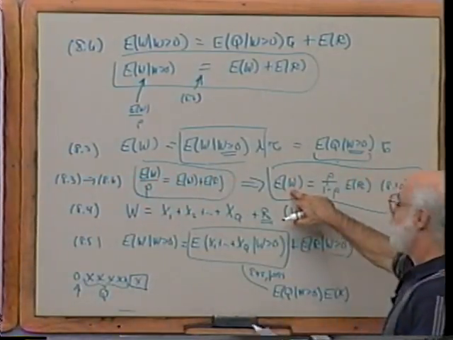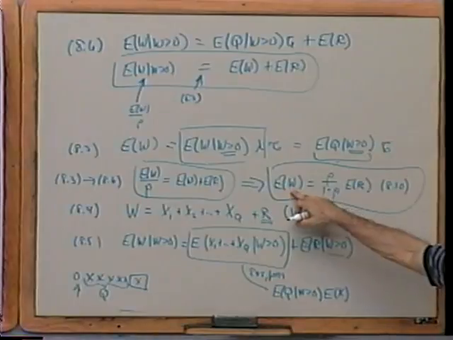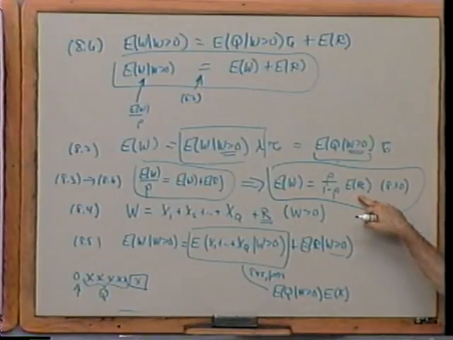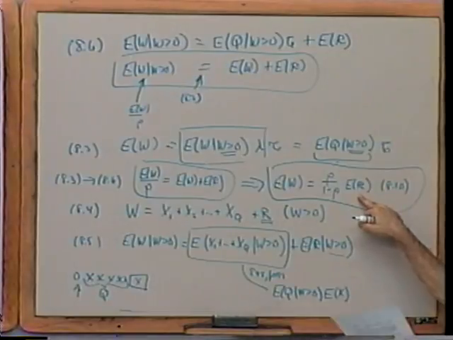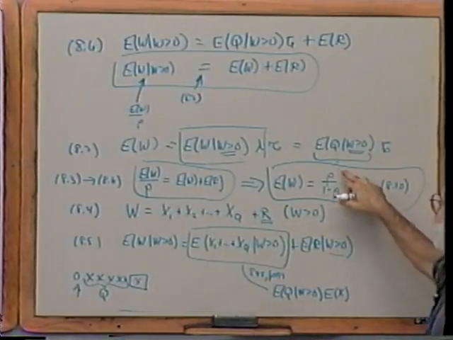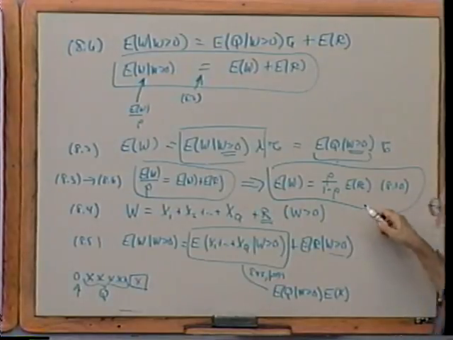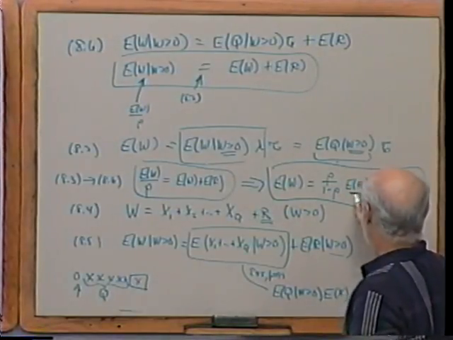So this equation is remarkable because it says that the expected value of the waiting time is proportional to the expected value of the remainder of the interrupted service time, if there is one. And the proportionality constant is rho over 1 minus rho, where rho is the server utilization. All right, so all we have to do is figure out what this is in order to get our answer.